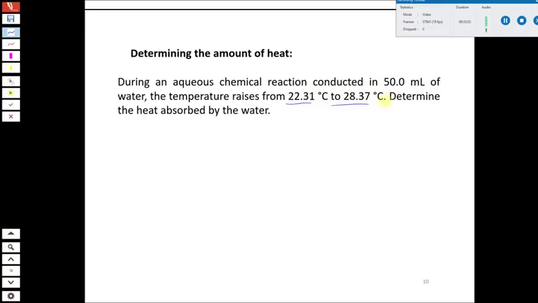So if we have an aqueous chemical reaction in 50 milliliters of water, and the temperature raises from 22.31 to 28.37 degrees Celsius, determine the heat absorbed by the water. Anytime we're calculating heat, it's going to be Q equals mc delta T, and here everything is happening in water. So the body that is absorbing the heat is the water that this reaction is occurring in. We need the mass of the water, its heat capacity, and the change in temperature.